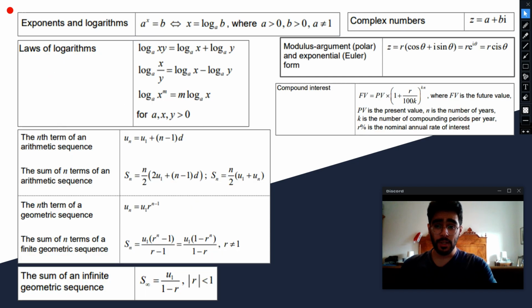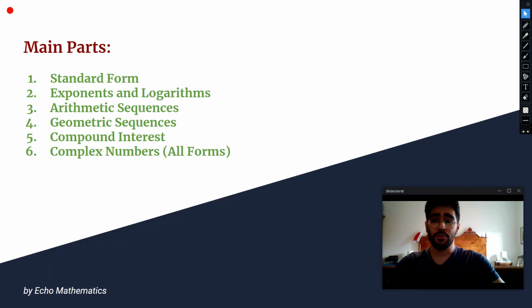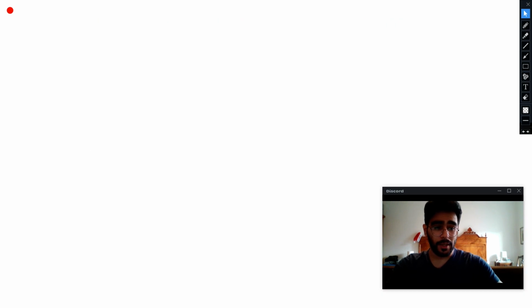But before we do, I copy pasted every single formula from the formula booklet that we need in this lecture, in this part, in this chapter. So we have exponents and logarithms, laws of logarithms, formulas for the sequences, arithmetic and geometric. We have complex numbers, compound interest, and that's pretty much it. So first of all, I want to start with the standard form.